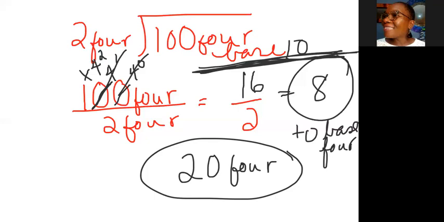Now, if you really want to get complicated, guys, some of these, they have remainders. Did you guys hear that? Some of them have remainders, okay? So guys, here comes the next problem, okay?